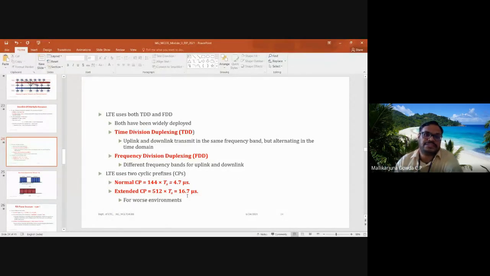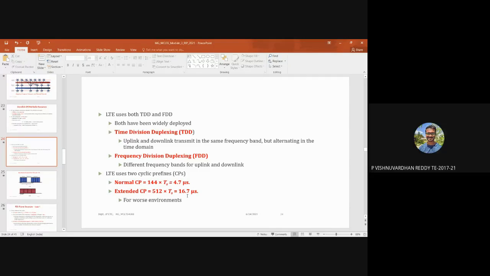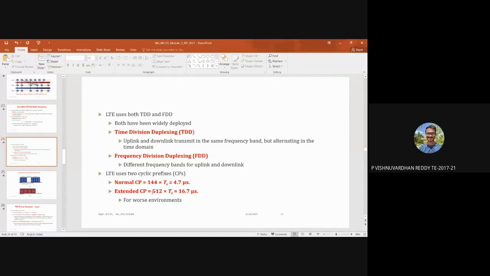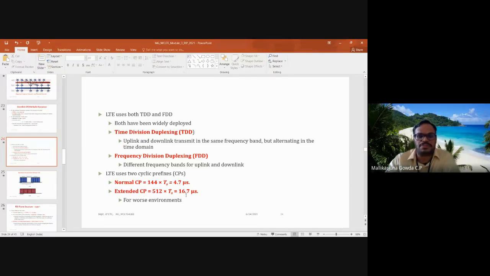Okay, so as I said, LTE uses two cyclic prefixes. One is the normal cyclic prefix, and the second one is the extended cyclic prefix. In case of normal cyclic prefix, it will be 144 into TS. I said the value of TS in the previous slide, so it will come to 4.7 microseconds, the duration of the normal cyclic prefix. The extended cyclic prefix will be 512 into TS, which will be equal to 16.7 microseconds.